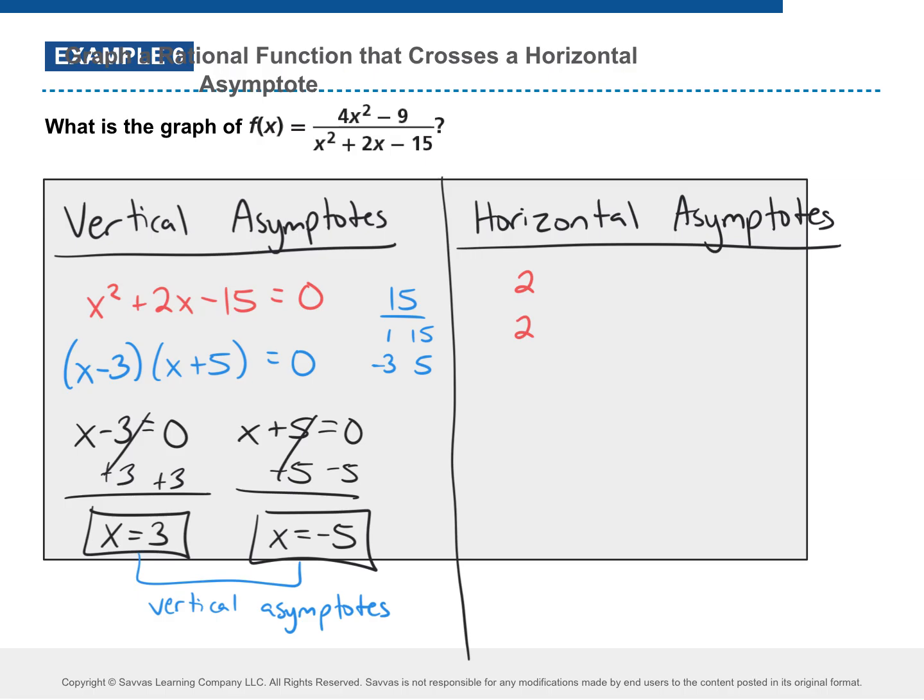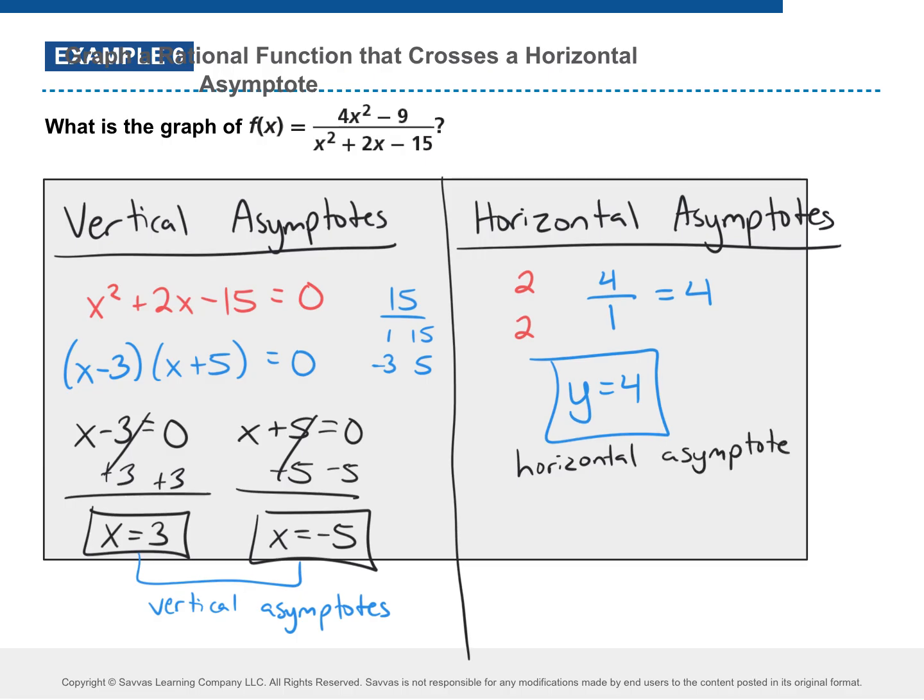What's the leading coefficient of the numerator? 4. What's the leading coefficient of the denominator? 1. So 4 divided by 1 is 4. Is my answer just 4? What is it? Y equals 4. Okay. Again, this one is my horizontal asymptote. And again, an asymptote does what? It's like a boundary. The graph does not go through it. It does not touch it. It just gets very, very close to that asymptote.